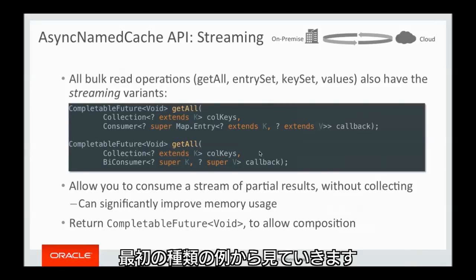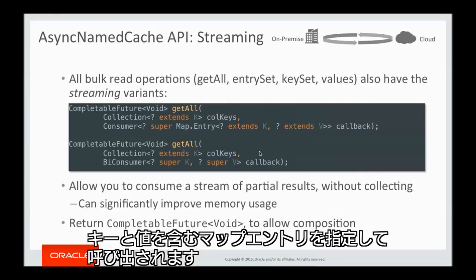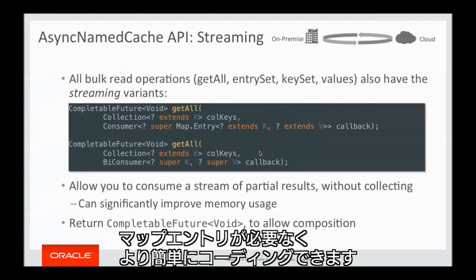The first variant basically allows you to specify a consumer that will be called with a map entry that contains key and value for each result of the getAll operation. And the second variant allows you to specify a BiConsumer, which basically also gets key and value, but it makes it a little bit easier to code against if you don't need the map entry itself.